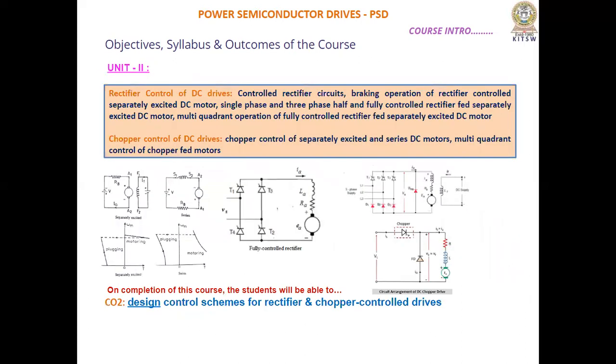Unit 2 deals with the speed control mechanisms for DC drives, and you'll study two types, using rectifiers and using choppers. The converters you have already studied in the power electronics course. Now we will study in particular how these converters can be used to control the speed of the DC motor. The motor combination can be used in motoring, plugging, reverse motoring, or regenerative braking operation. Which type of converter is suitable for which operation, we'll study in detail.